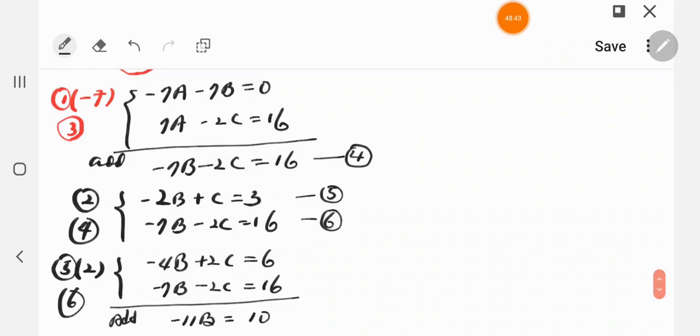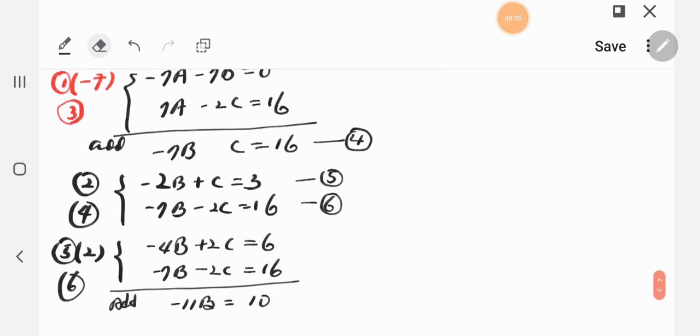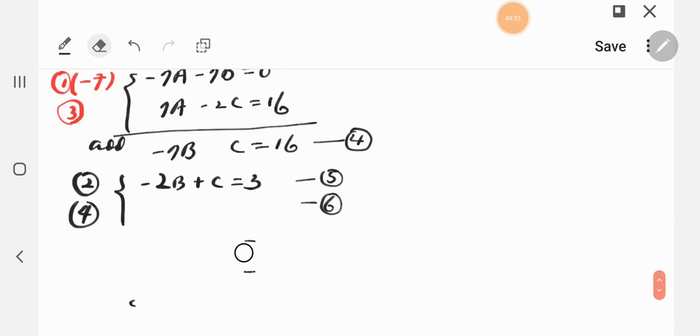Okay, I found the error. When we add these two, this should be not negative 2, negative 9, right? Negative 9. So that is not right. This is negative 9c. Then equation 4 is negative 7b minus 9c is equal to 16.